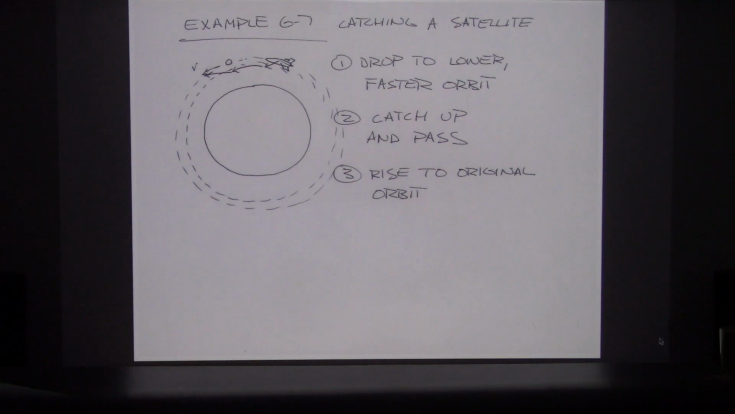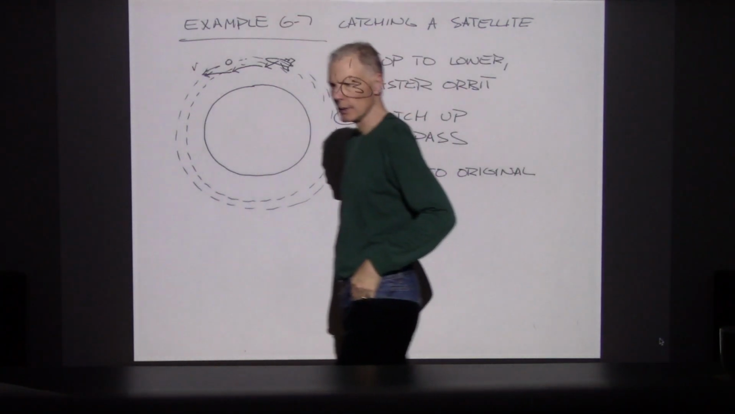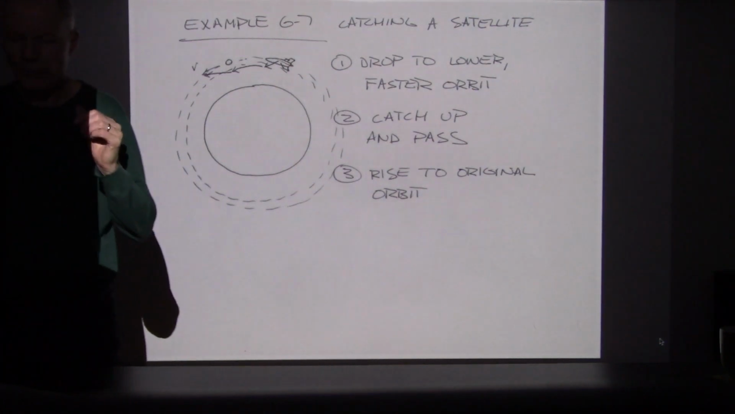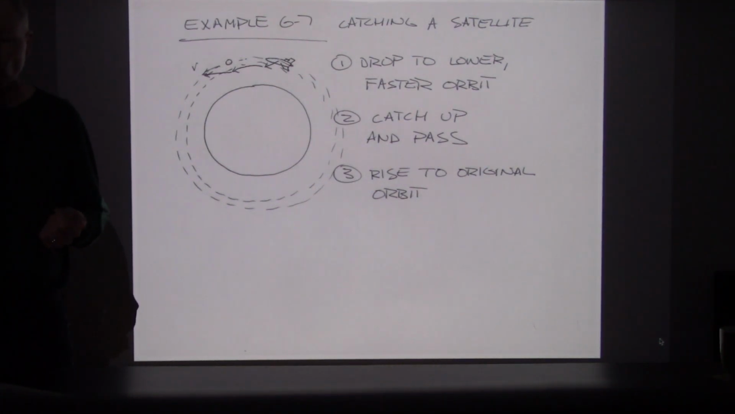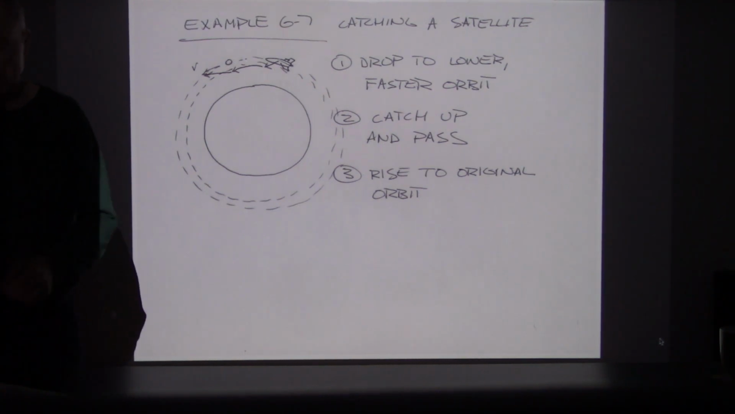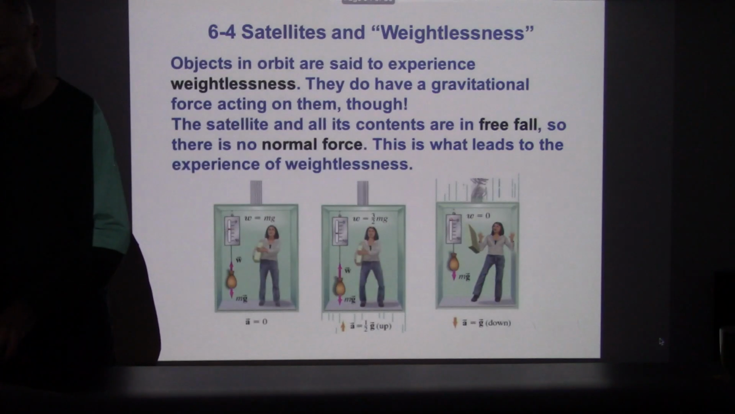So we're going to stick with circular orbits here, because if the satellite's in a circular orbit and you put yourself in an elliptical orbit, that's just going to have you traveling away from the satellite in any case. Okay, so this is the maneuver that we're going to try, making use of the faster orbiting speeds and shorter orbiting distances in order to catch up and pass that satellite.